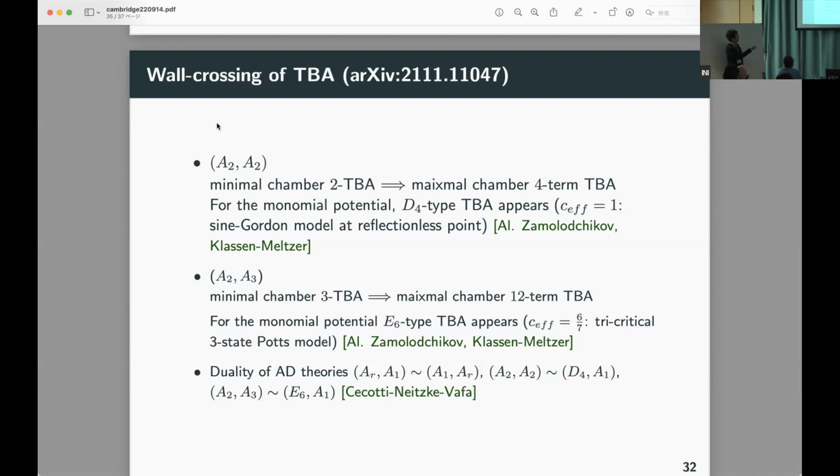So this wall crossing phenomenon actually seems to correspond to this duality of the AD, Argyres-Douglas series.